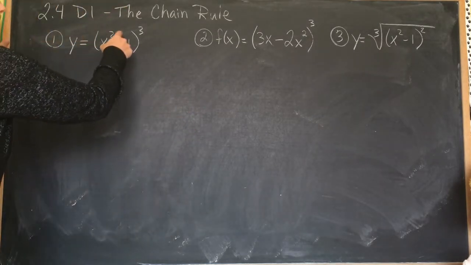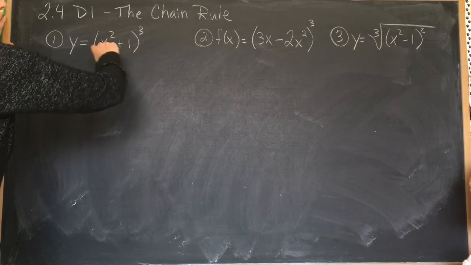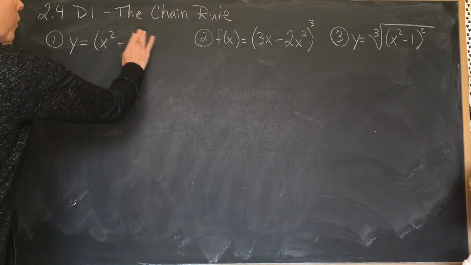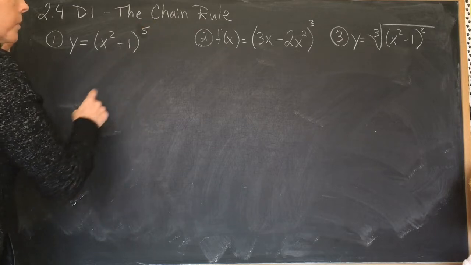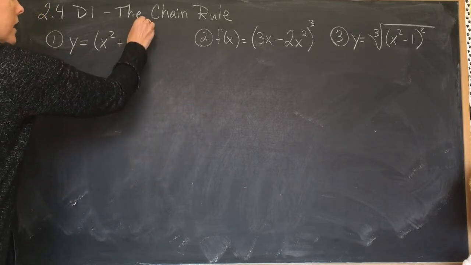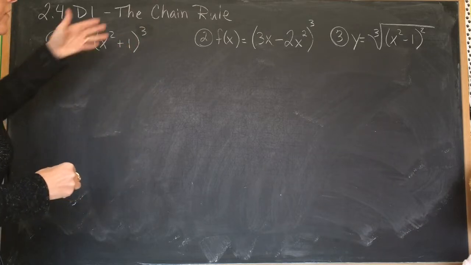But if you look at this problem, imagine having to multiply that out 3 times and then do the power down. Or what if that was to the 5th? Do you really want to multiply that out 5 times and then power it down? So instead of doing all that, we can follow the steps of the chain rule.